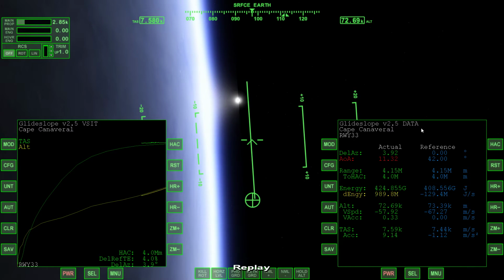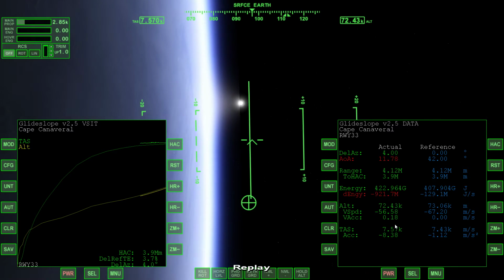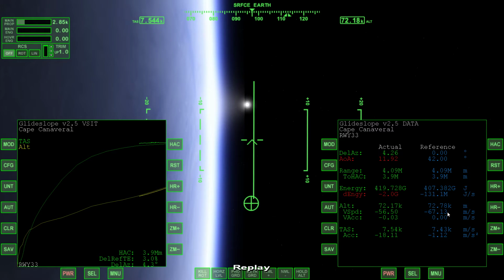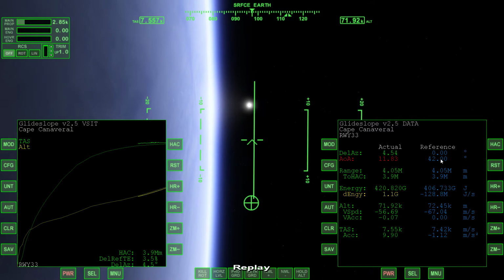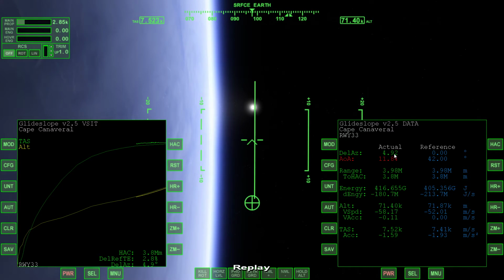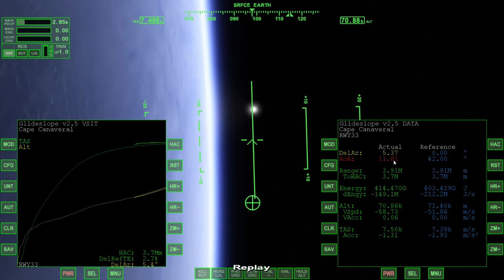Alright, so let's move over here to the digital descent data mode and take a look at these numbers. First of all, on the right side we have a list of reference numbers, and this is telling us where we should be, what our parameters should be at this current point in our flight. Beginning at the top, we have delta azimuth. Again, we saw that down here. This is the actual number, so if this is 0, we're heading right towards the base, or right towards the HAC technically. Angle of attack, this is telling us what our actual angle of attack is.